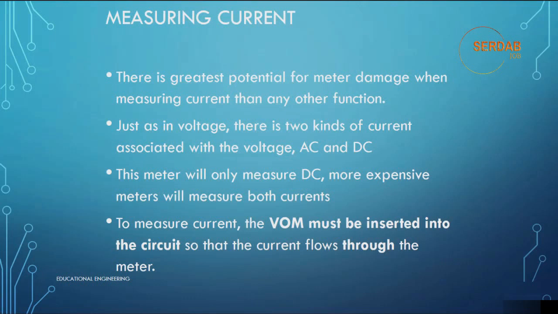Generally, to have the current flow through the volt ohm meter, an existing circuit must be broken, unsoldered, and the meter probes connected to either side of the break. The volt ohm meter then becomes part of the path through which the current must flow.